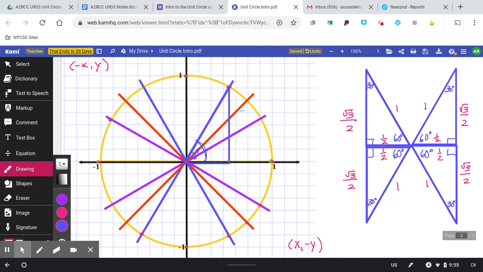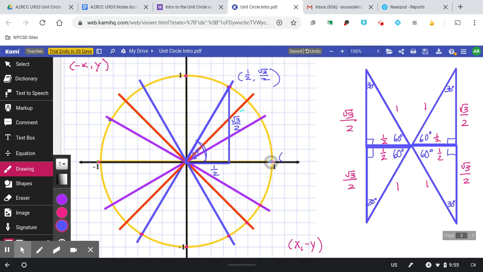So across from it is the radical 3 over 2, but on the x-axis is the 1/2. So before, the x value was radical 3 over 2. This time the y value is radical 3 over 2. Okay, and you could go ahead and do that in each of them as well. So as we go around, this is what we need to know.